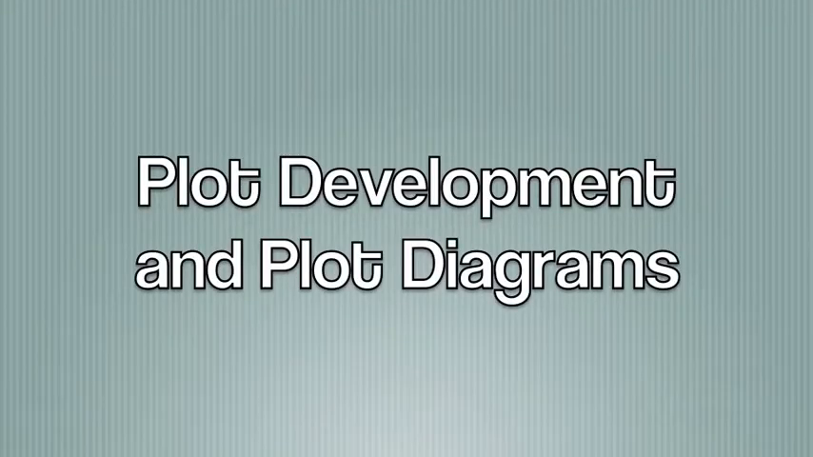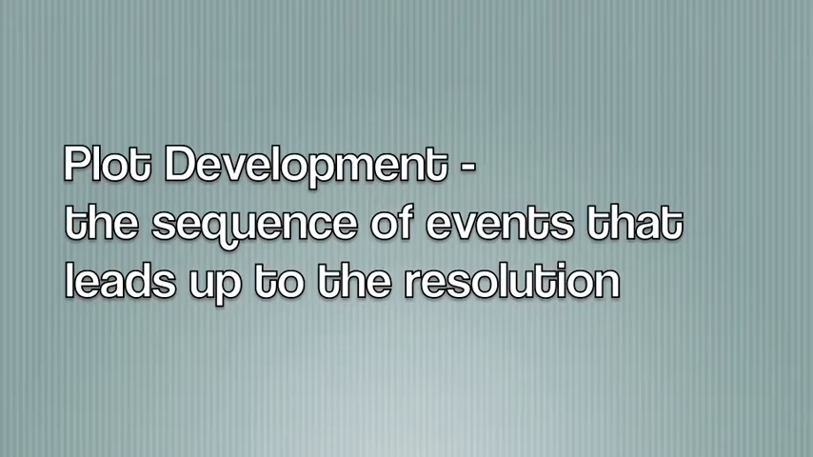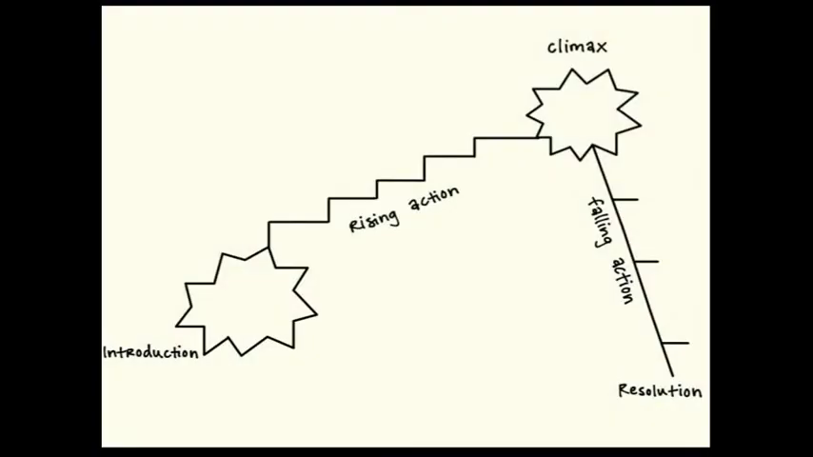Today we are going to learn about plot development. Plot development is the sequence of events that leads up to the resolution in a story. We can use a plot diagram to help us map out the major events of the story. Here is an example of what a plot diagram looks like.